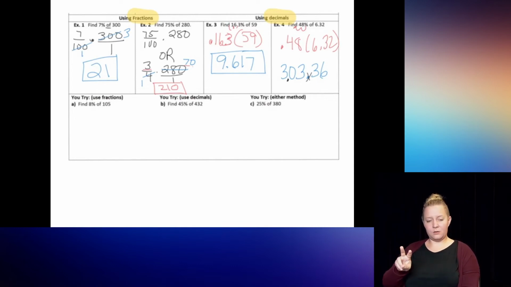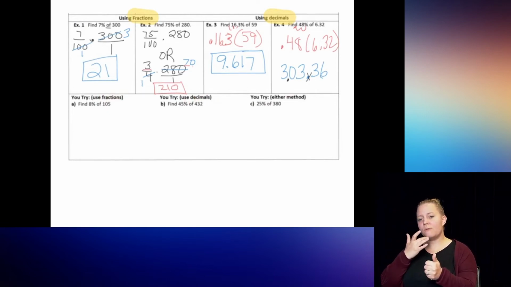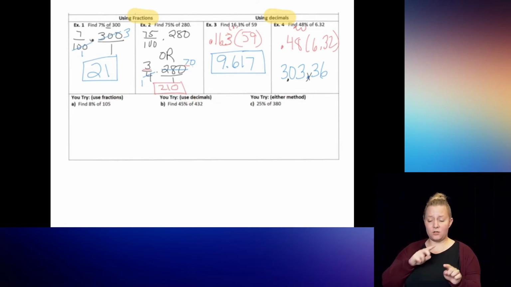All right, let's see if you understand. You have 3 U-try problems here. One of them, you have to use a fraction. One of them, you have to use the decimal. And the last one, you pick just which one you like better, or you can try it both ways and see you get the same answer both ways. So push pause on the video, work those 3 out, show your steps, and then come back and check yourself.